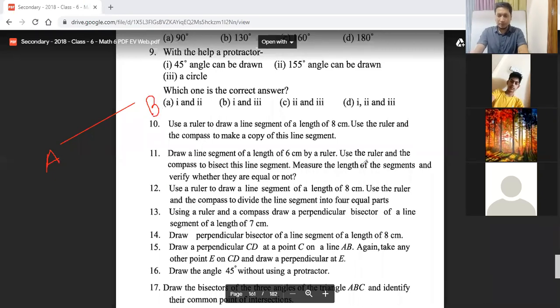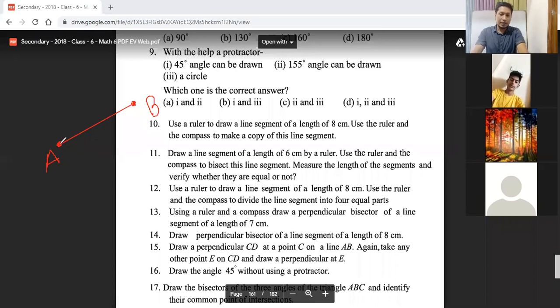Then using a ruler and the compass to bisect the line segment. We have to use the compass here to bisect it. I am showing you the process here because we don't have a compass in hand now, so it is not possible to use a compass during recording. But I can give you the practical experience by the screen sharing option. We will bisect AB.